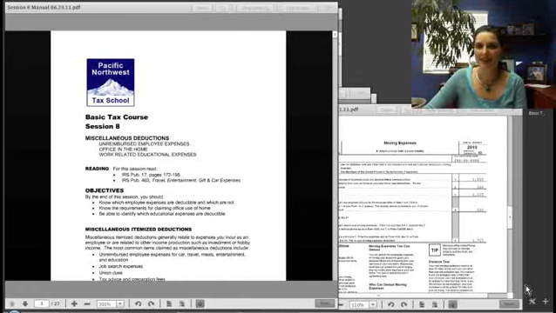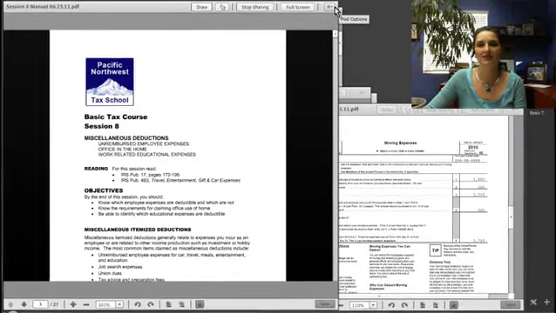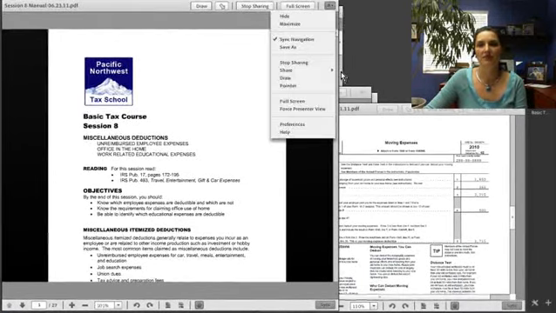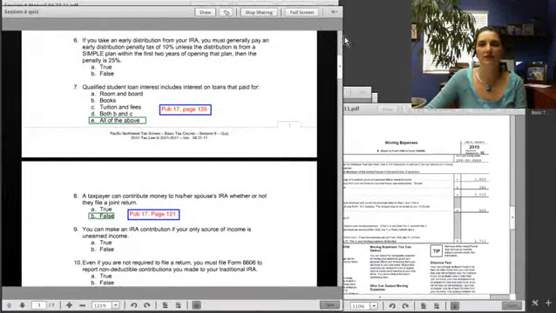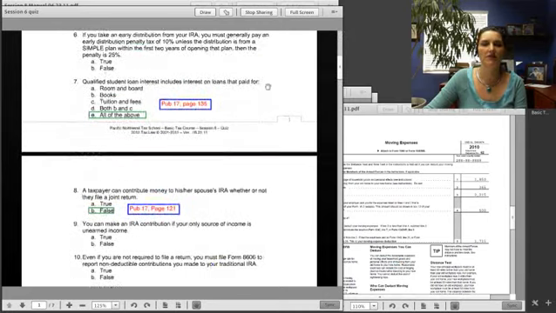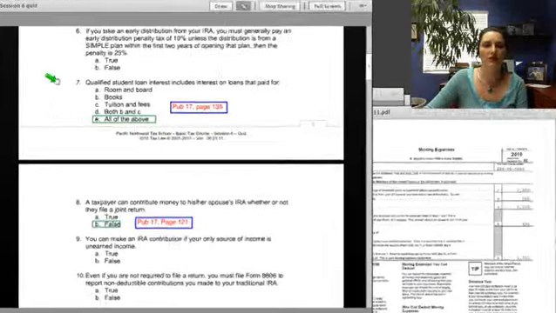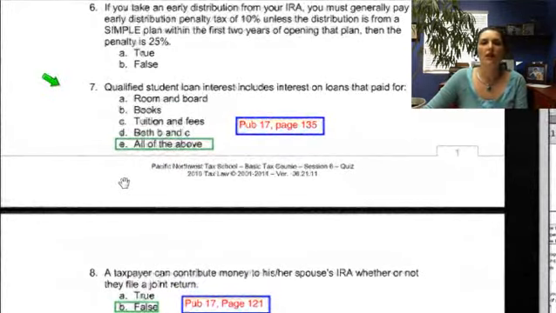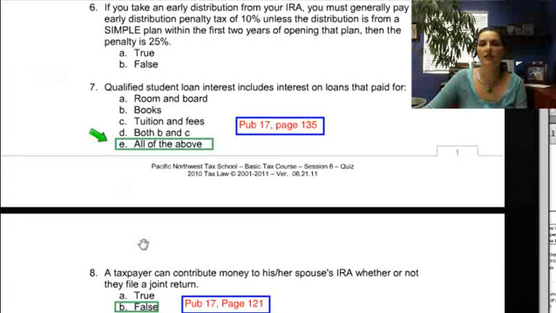We're going to begin Session 8 with a review of the Session 6 quiz answer key. I'm just opening up the Session 6 quiz in front of you right now, and the most frequently missed questions. We're going to begin this time with question number 7. Qualified student loan interest includes interest on loans that paid for room and board, books, tuition and fees, or E, all of the above. And E is the correct answer.